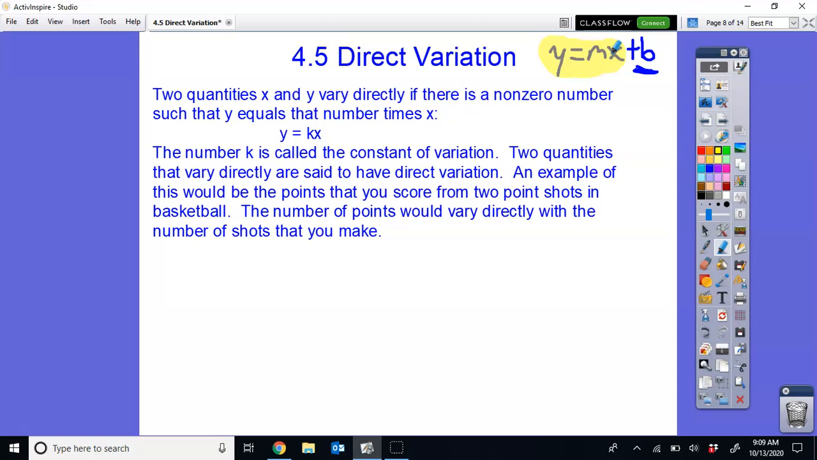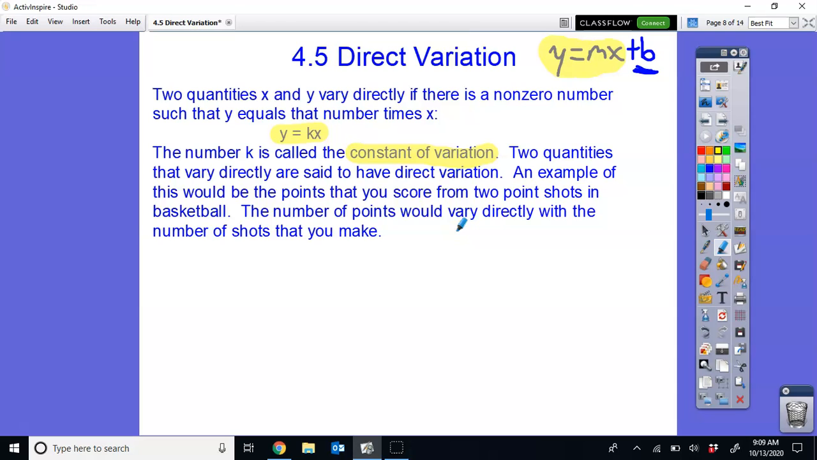They call this number the constant of variation, and sometimes you'll see it represented with a letter k instead of an m. That doesn't change what it is. It is still the slope. It is still the slope times the x that gives me the y value.